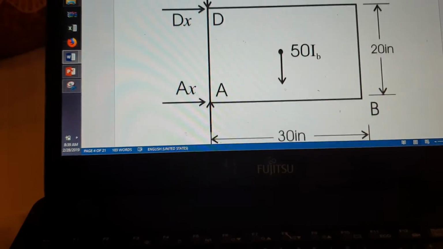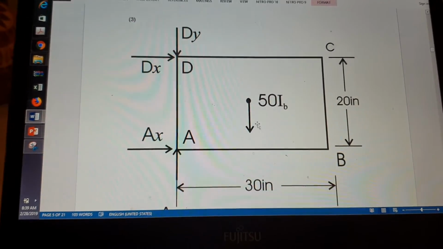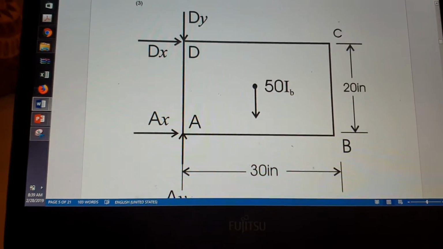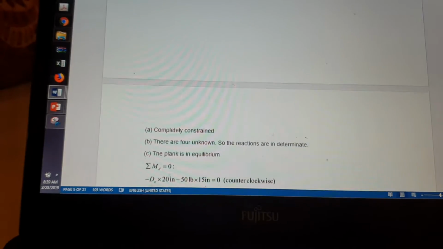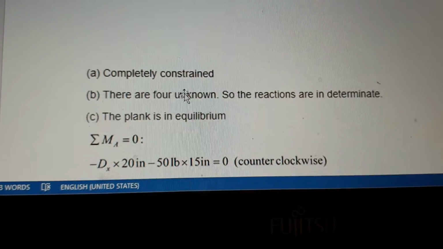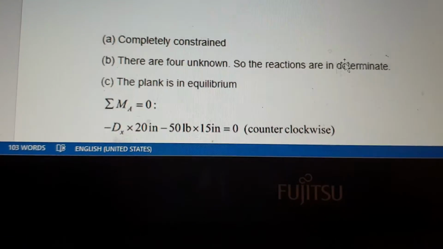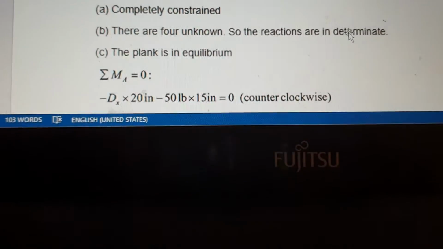You'll have Dx, Dy, you can see it here. And you have Ax, Ay, and 50 pounds is always in because this is the weight. What is the meaning of this? Four unknowns and we have only three equations. It's not completely constrained. There are four unknowns, so the reactions are indeterminate. It's not determinate anymore. It's indeterminate.